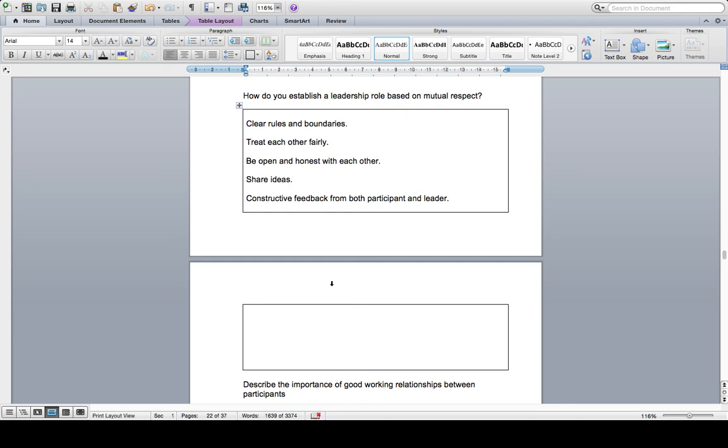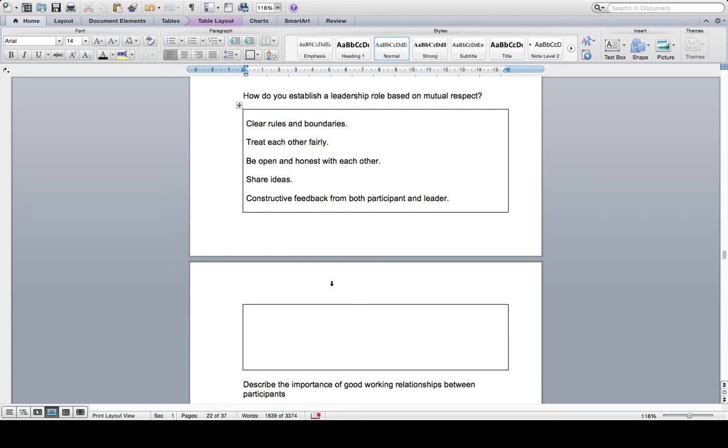Now, treat each other fairly, as I've just said. You need to make sure that everything's fair and that you're consistent. Be open and honest with everybody. Explain why you've got rules in place and what the sanctions are if any of these are breached. Be open and honest from the start, then everybody knows exactly what's expected.